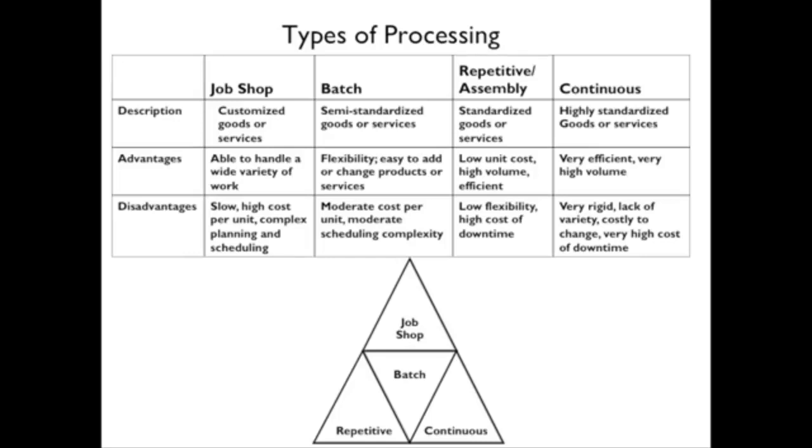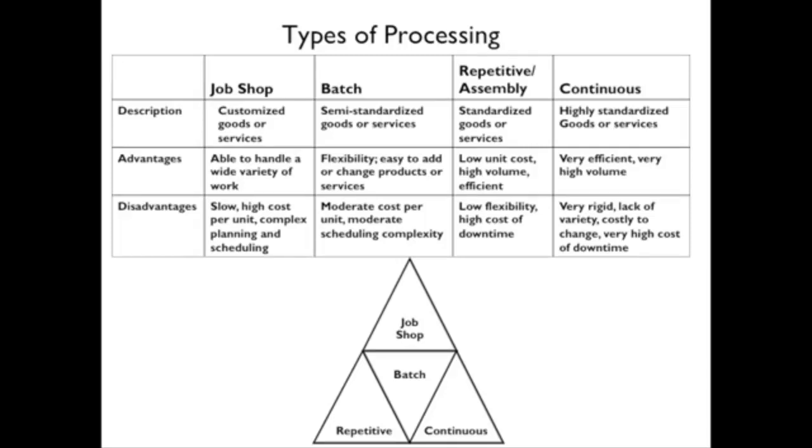And then the next one is repetitive or assembly line. This is where you have standardized goods and services, and you're just doing the same thing over and over and over. This might be building an automobile, building furniture, different things like that. Low flexibility, high cost of downtime. So you have this assembly line, and when it goes down, everybody in the line is waiting for that one piece that's going down.